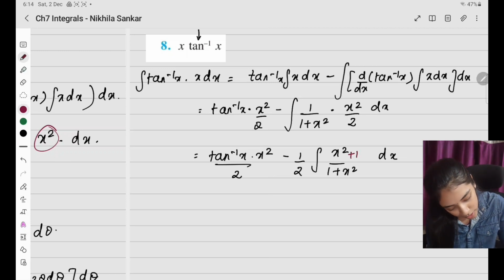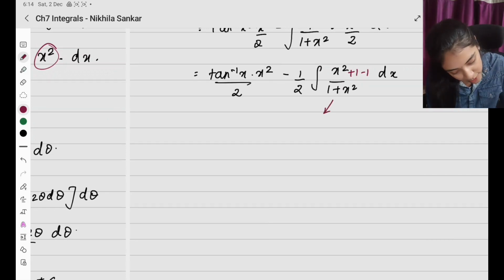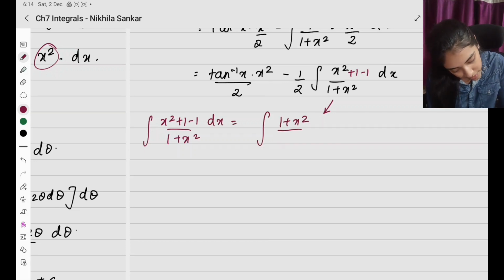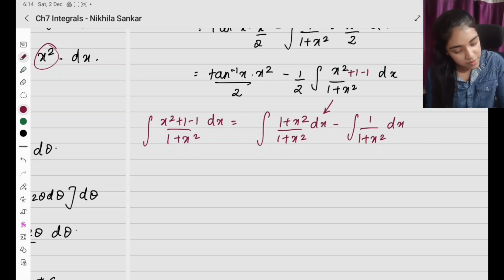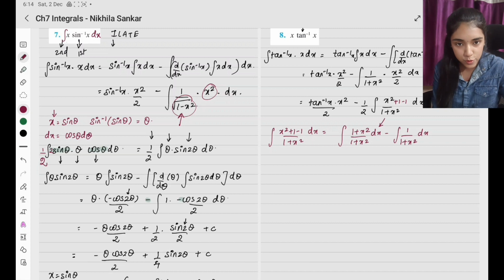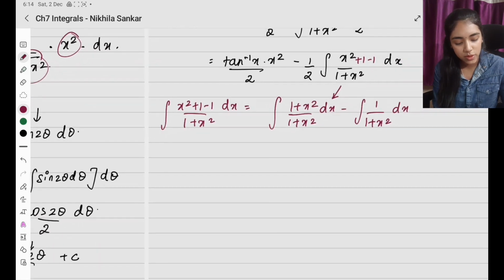I can add 1 and subtract 1. So your integral eppadi split agapodhu? So when I take this particular integral, I have x square plus 1 minus 1 divided by 1 plus x square dx. So this eppadi split agum? Integral 1 plus x square divided by 1 plus x square times dx minus 1 divided by 1 plus x square times dx. So why didn't we use this method in the previous question? Because we had a square root. If there was no square root, you could have used this method. Square root illana, you can solve it like this.